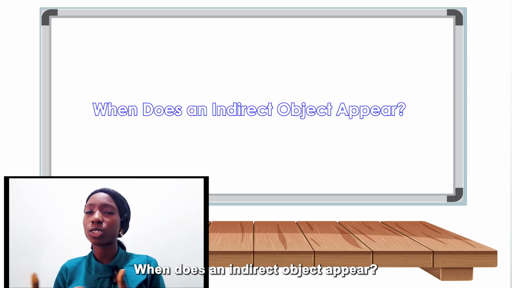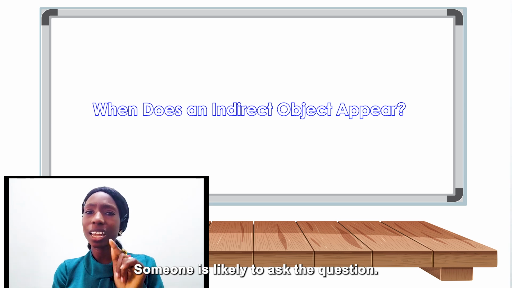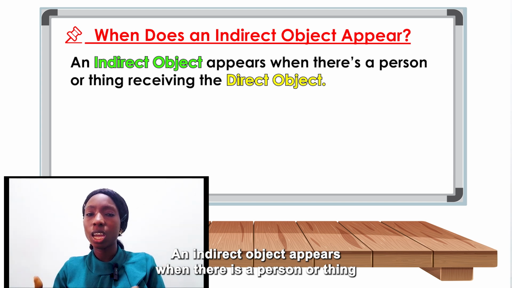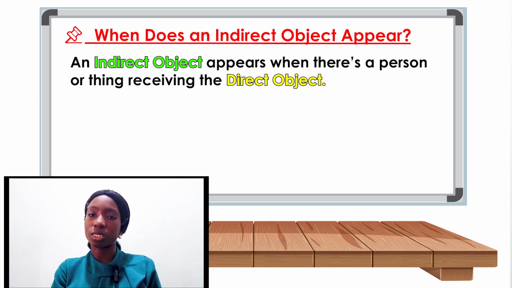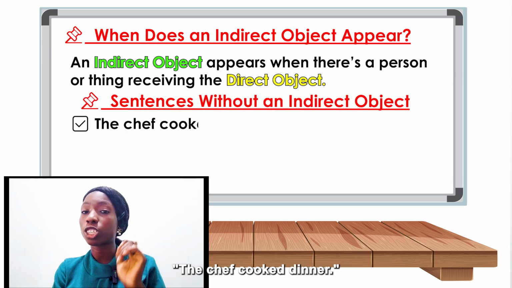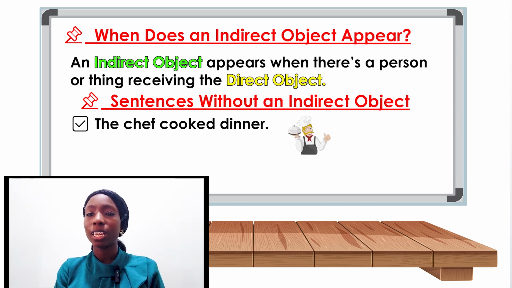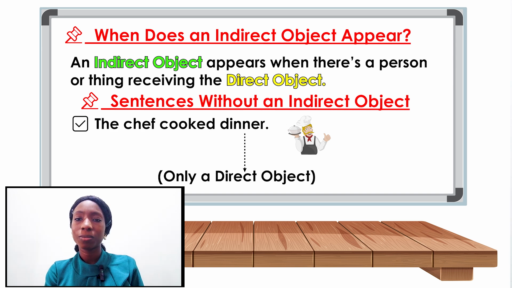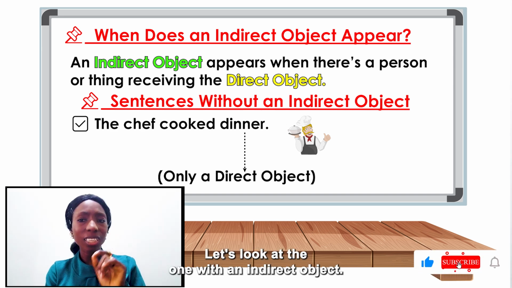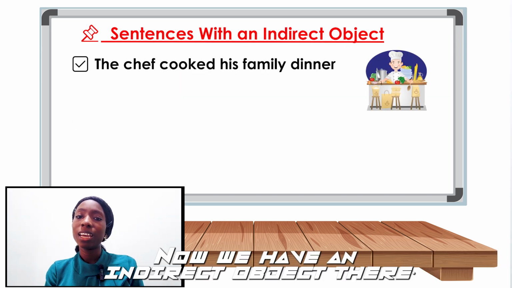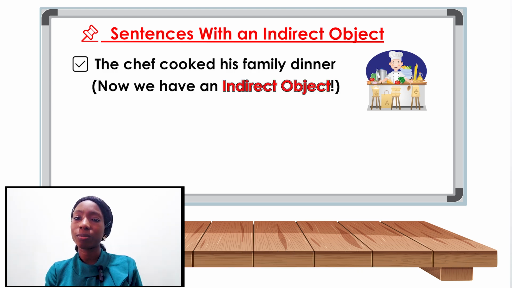When does an indirect object appear? Someone is likely to ask the question. An indirect object appears when there is a person or thing receiving the direct object. Let's take a look at a sentence without an indirect object. The chef cooked dinner. We have only a direct object in that sentence, dinner. Let's look at one with an indirect object. The chef cooked his family dinner. Now we have an indirect object there.